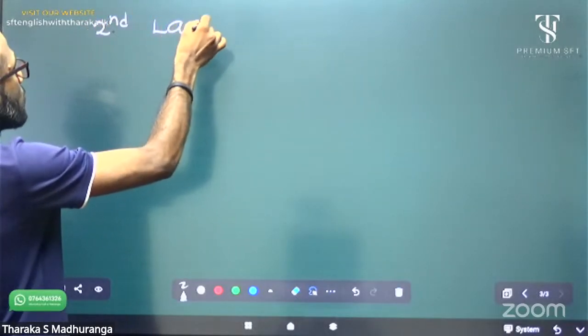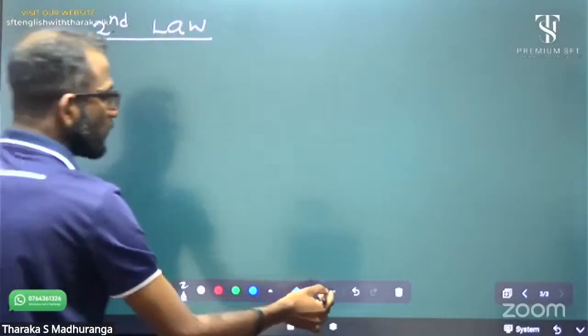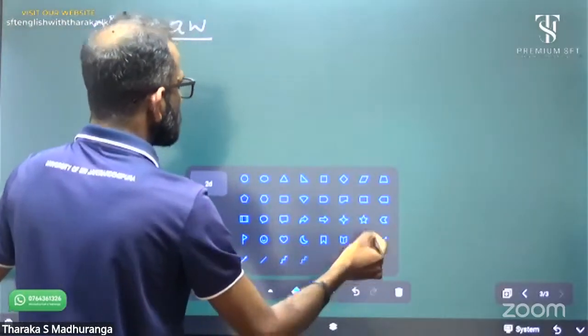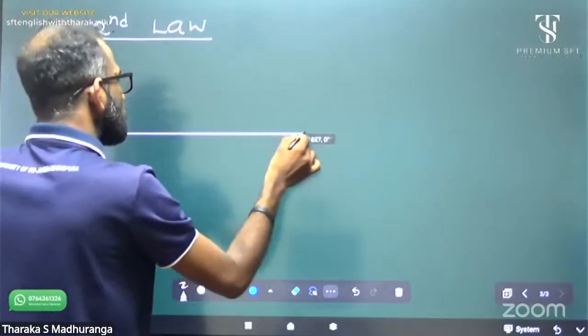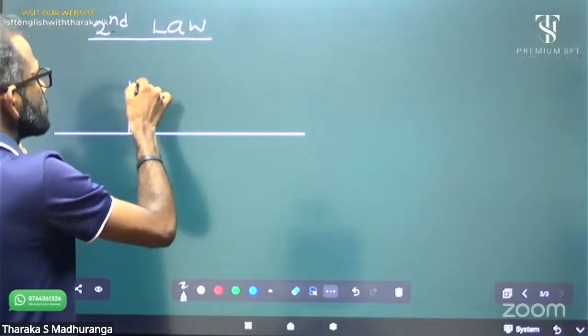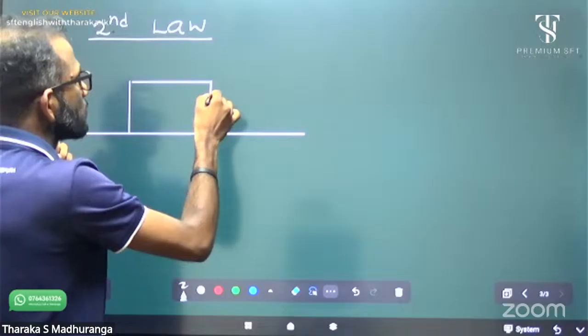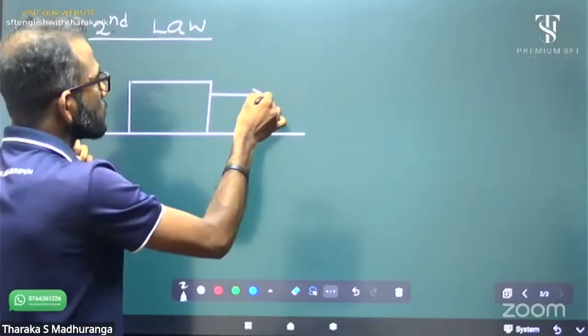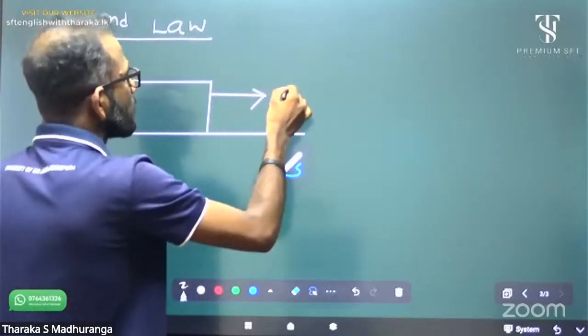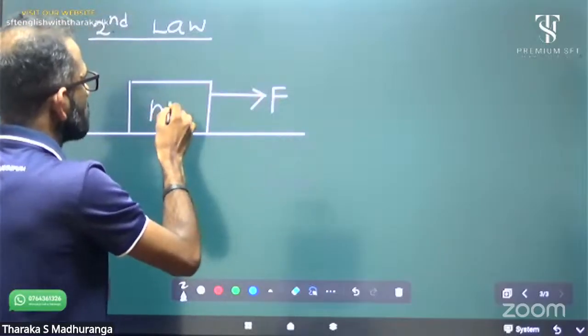In this Newton's second law, Newton explained about unbalanced objects. Unbalanced means there is an unbalanced force like this. It has an unbalanced force. This is a mass m.